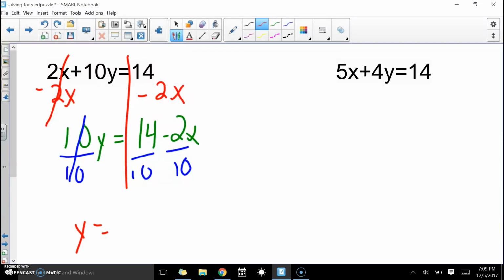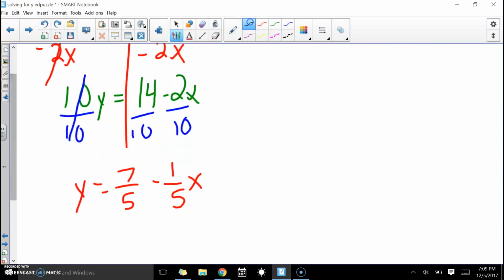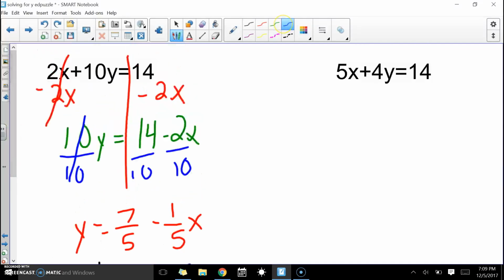y equals, and if I do 14 divided by 10 to see what that reduces down to, I get 7 over 5. And negative 2 divided by 10 is going to give me negative 1/5 x. So my m is negative 1 over 5. My b is 7 over 5. Okay, you try the next one.